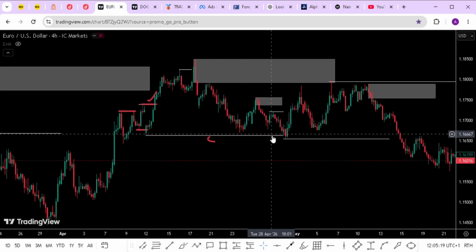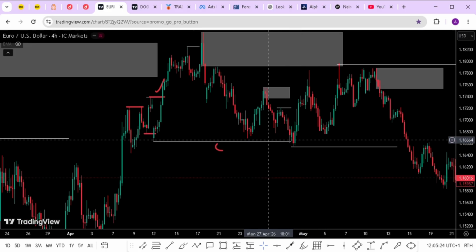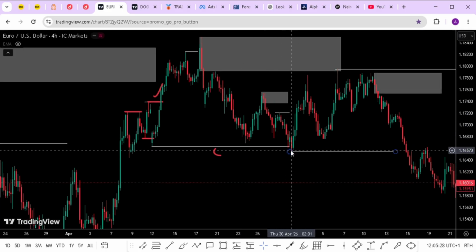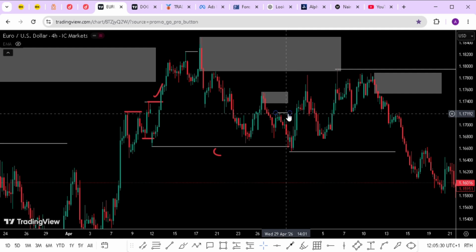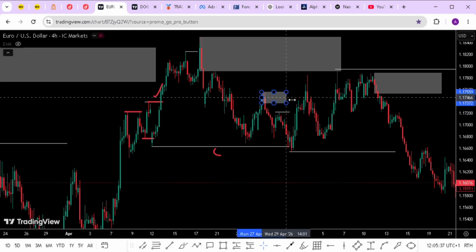So, you can see immediately the market changed character here. Then what are we to look for? We are to look for our inducement. Inducement is the last pullback before the change of character, or the recent pullback that the market did. You can see this is the inducement level, and this is our decisional POI level.